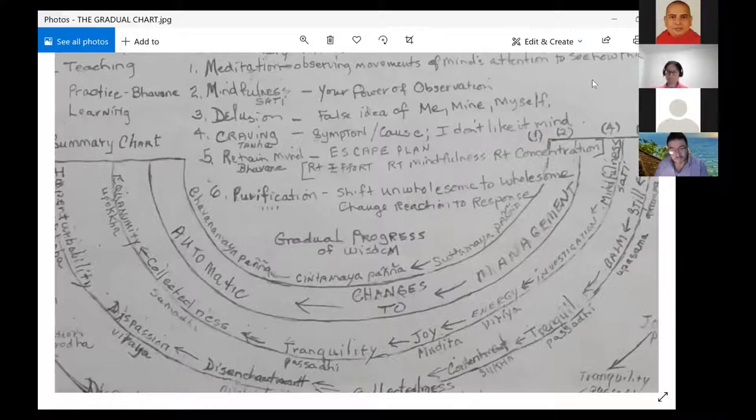The fifth one is retrain the mind. And the system he gives you, this escape plan, was right effort and right mindfulness and right concentration. When I say concentration, I have to define it and say very careful, gentle collectedness of mind. In the Visuddhimagga, in the first page, in the concentration section, it does say productive level of concentration.